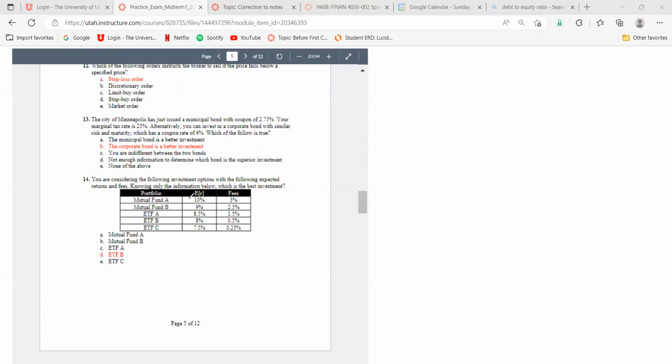If you've got a variety of mutual funds and ETFs, I'm going to get 10% on my money from this one, but they're going to charge me 3%. So effectively, I'm going to be getting a 7% return. This one, 9% minus 2.5%, is a 6.5% return, right? So after you do all of these, expected return minus fees, what's going to give you the highest? It's going to be 8 minus 0.5, so 7.5% is going to be your highest possible.